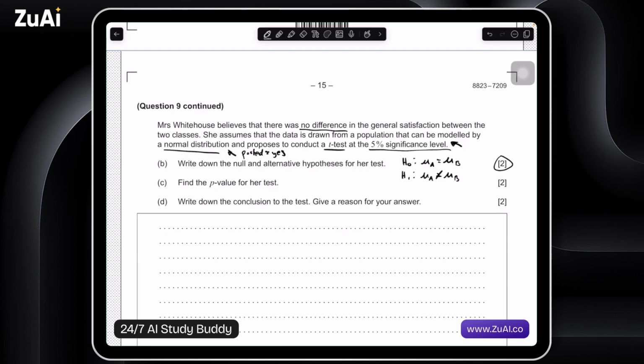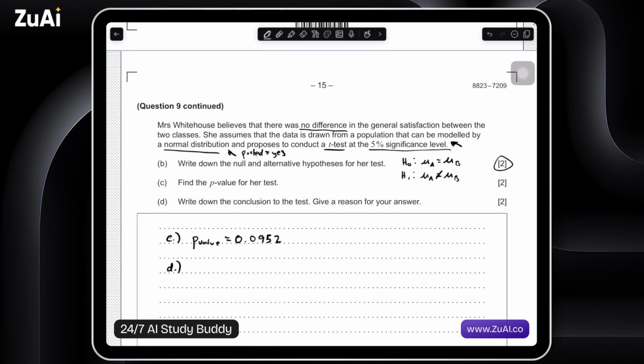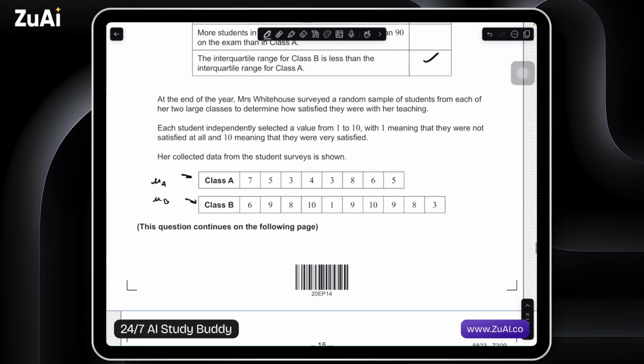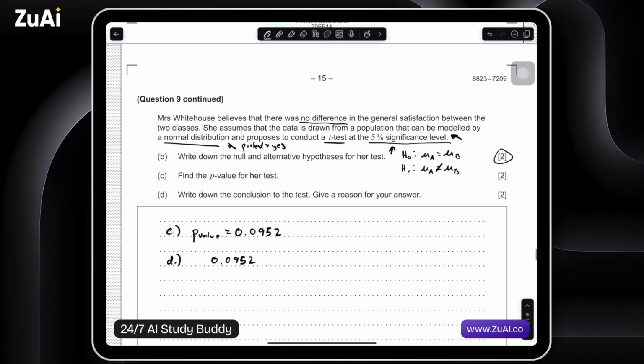So write down the p-value for the test. The p-value is equal to 0.0952, to 3 significant figures. Part D, write down the conclusion of the test, give a reason for your answer. So general structure for this, we write 0.0952, our p-value, compared to our significance level. And in this case, our p-value is greater than 0.05. If you want, you can write this out as 9.52% is greater than 5%.